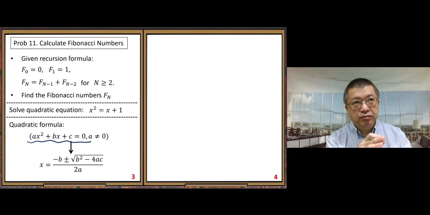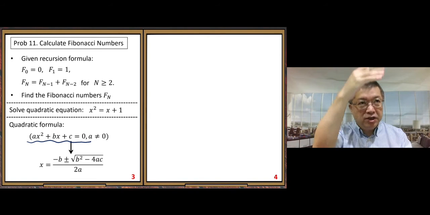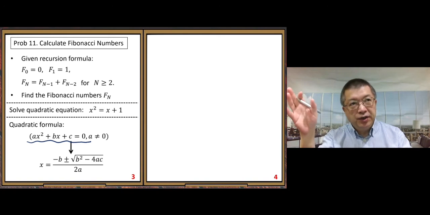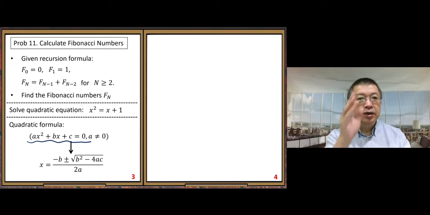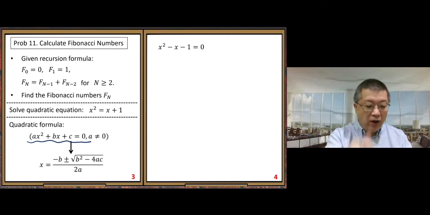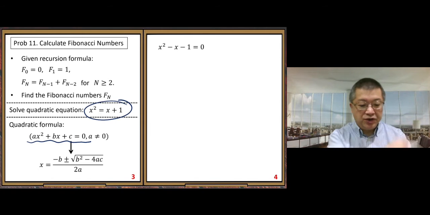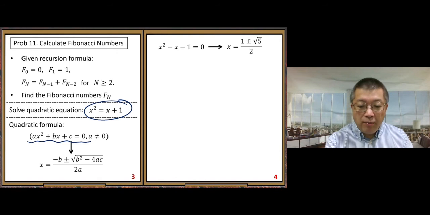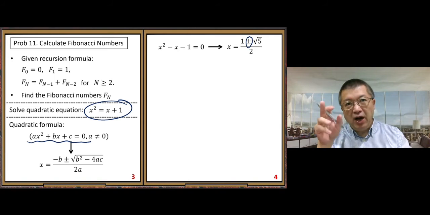X equals numerator minus B plus minus root of B squared minus 4AC, then denominator 2A. That is the famous quadratic formula. We just plug in the ABC numbers for our quadratic equation. Here we can get two possible X values, 1 plus minus root 5 over 2.